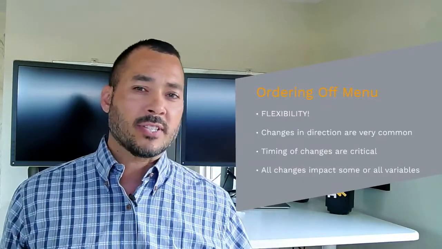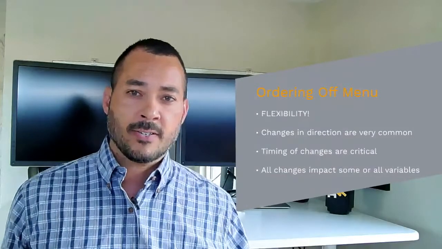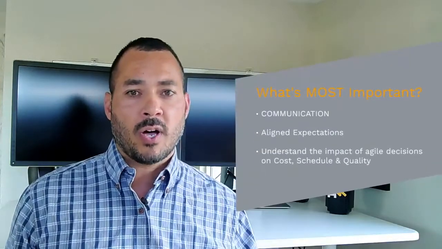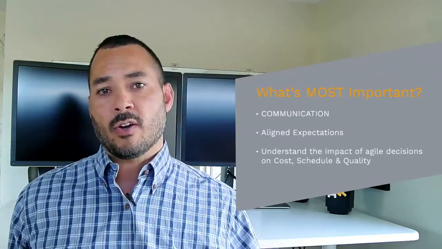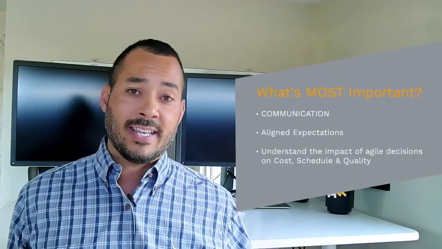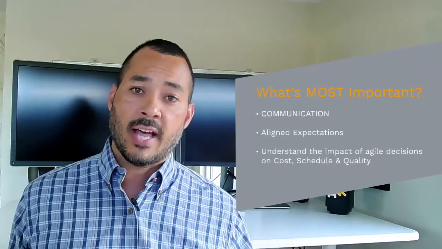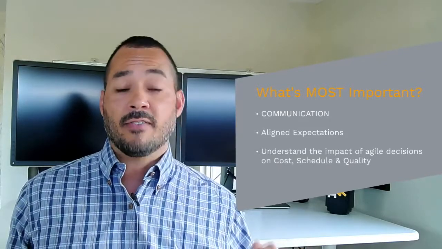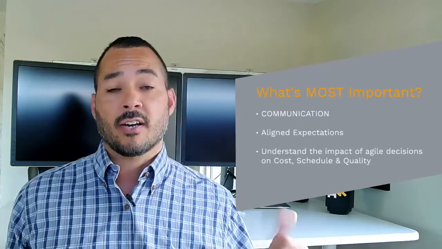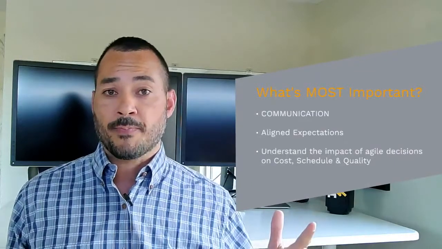And if you asked me, what is the most important thing to consider? I'm actually going to go off menu as well, and I'm going to say communication. Communication, while you're making all these agile changes, is really key to keep all stakeholders aligned and make sure that everybody very clearly understands the impact of this agile decision making on cost, schedule, and quality.